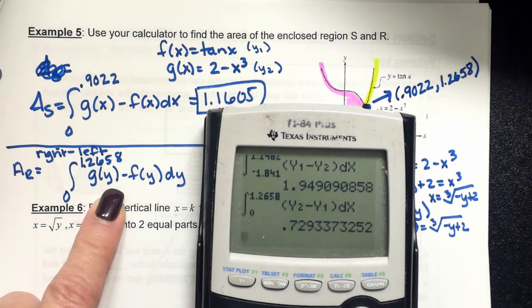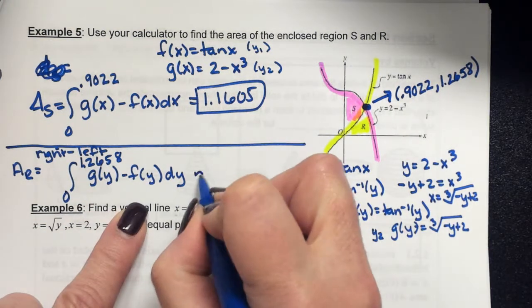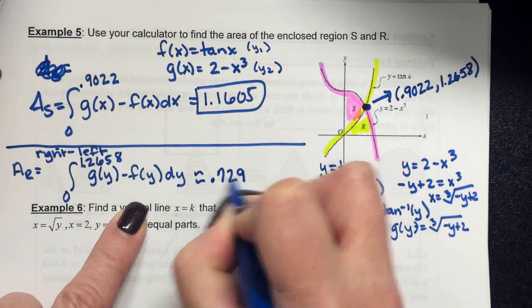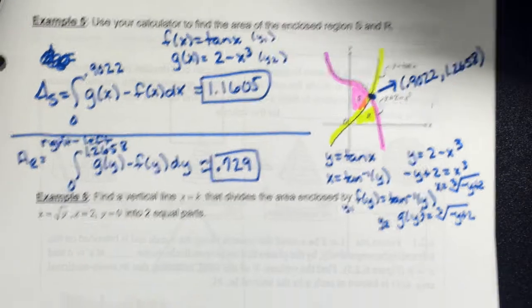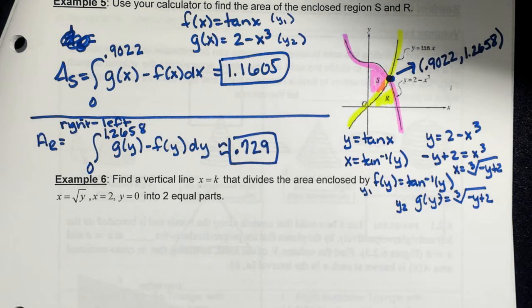And I end up with 0.729 as the area. So any questions, guys, on finding the area when it's going to be with respect to x or y?